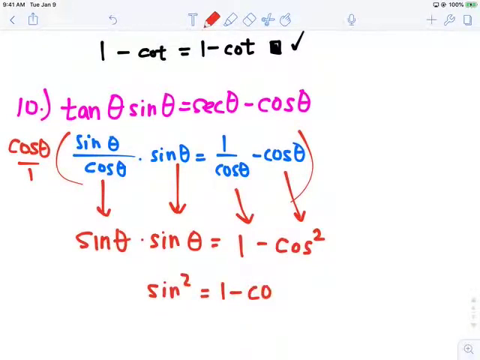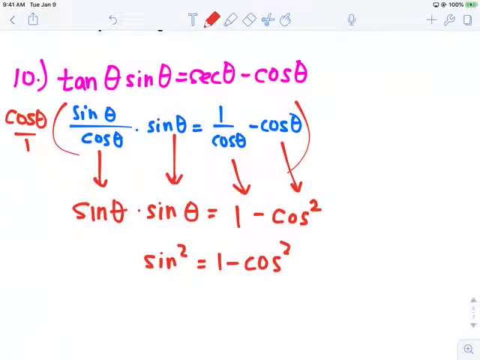1 minus cosine squared. If you don't recognize that that's a true statement, bring the cosine over. Sine squared, oops. Sine squared plus cosine squared equals 1, and that's true. There you go. True, true, true, true. Therefore, that must be true. All right. Make sense? Yeah.